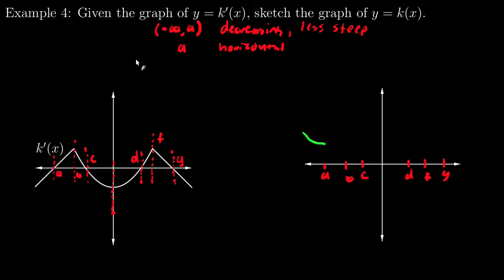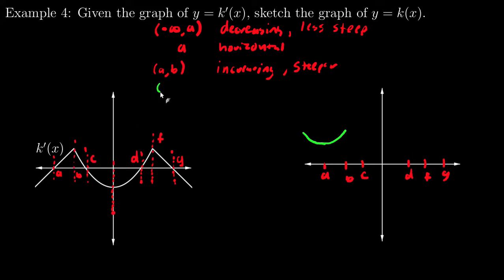All right, now from A to B, let me change colors, get this right. So from A to B, the derivative is above the x-axis, positive, so I will have it be increasing, and it's going to be getting steeper and steeper because the derivative is getting further away from the axis. So increasing, steeper and steeper. At B, it is at its steepest, because this is the furthest above the x-axis it gets.